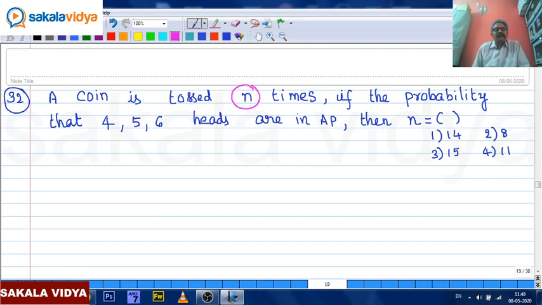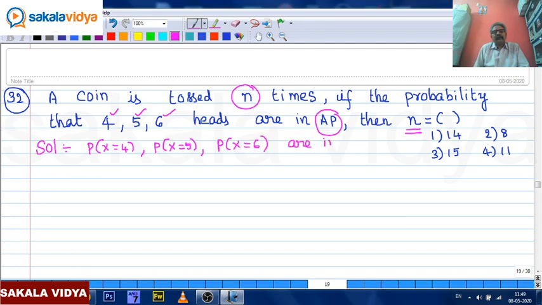A coin is tossed for n times. The probabilities of getting 4 heads, 5 heads, 6 heads are in arithmetic progression. Then we need to find n. That means P of x equal to 4, P of x equal to 5, P of x equal to 6 are in arithmetic progression. This problem is related to the coin, so probability of success, that is getting a head, p is equal to 1 by 2, obviously, and q is equal to 1 by 2.